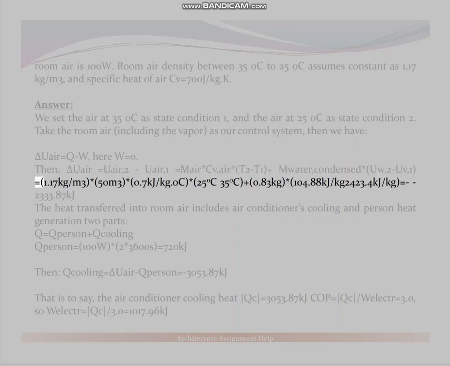equals 1.17 kilograms per cubic meter, asterisk, 50 cubic meters, asterisk, 0.7 kJ/kg.°C, asterisk, 25 °C minus 35 °C, equals 1.17 kilograms per cubic meter, asterisk, 50 cubic meters, asterisk, 0.7 kJ/kg.°C, asterisk, 25 °C, plus 0.83 kilograms, asterisk, 104.88 kJ/kg minus 2423.4 kJ/kg equals 0 °C minus 35 °C.